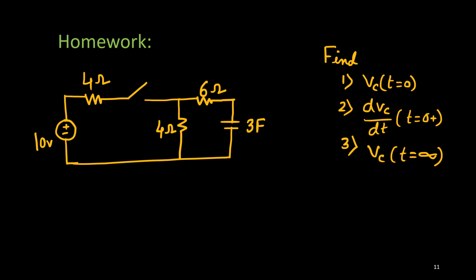Now I'll give you a small homework problem. In a similar circuit, it is just made open at t equal to 0. I have included one more resistance, 6 ohm, here. So can you find VC at t equal to 0, dVc/dt at t equal to 0 plus, and VC at infinity? Please post your answer in the comment section.